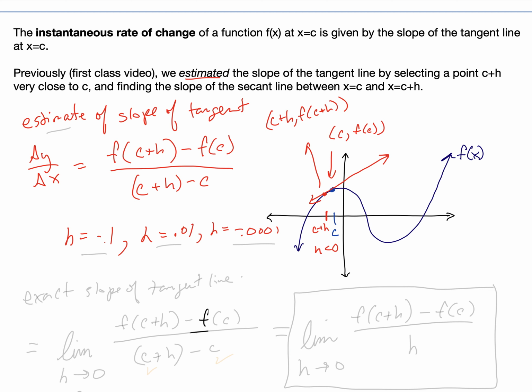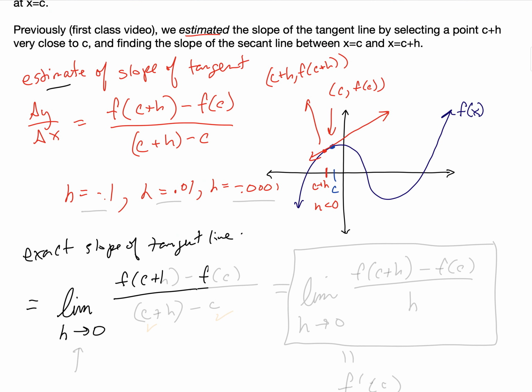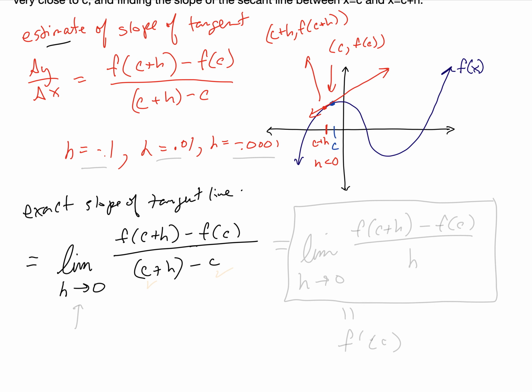But now we have a new tool at our disposal, and that tool is limits. So instead of estimating the slope of the tangent line, we can find the exact slope of the tangent line. And to do that, we can use limits. It should be equal to the limit as h approaches 0 of f of c plus h minus f of c divided by c plus h minus c. So again, that's change in output over change in input.